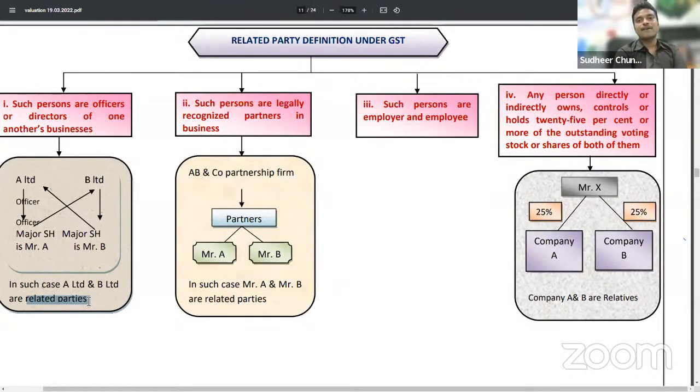Like that, for every point I have given examples. Partners: if Mr. A and Mr. B are partners in the same firm, then any transaction between A and B will be regarded as a related party transaction. Next, employer and employee will also be treated as related. Here, if you see this example, Mr. X has 25% holding in company A and 25% holding in company B. Now company A and company B will be regarded as relatives. Any transaction between company A and company B, then what we need to do? We have to come to the valuation rules to determine the value.